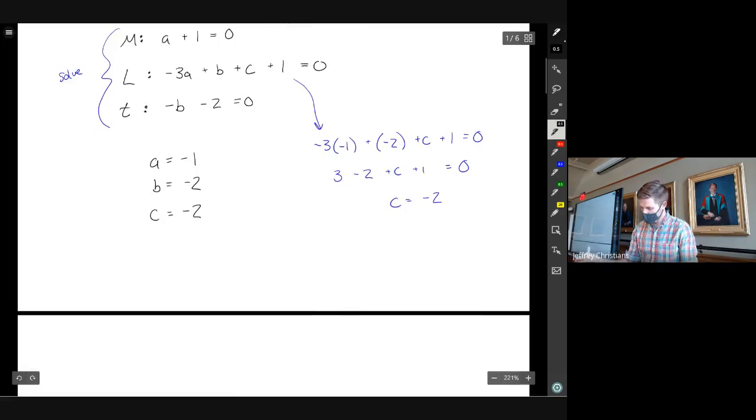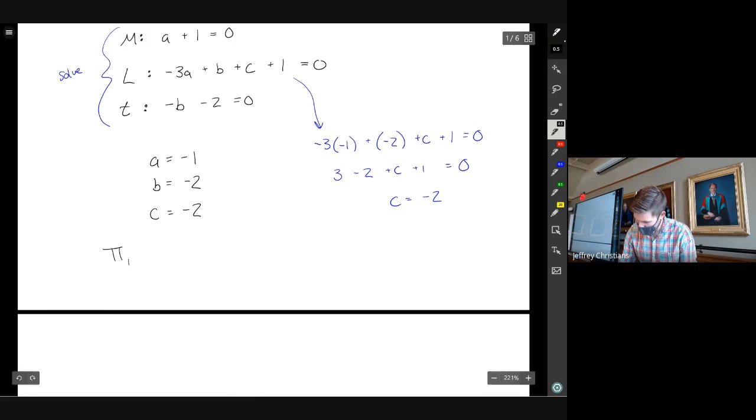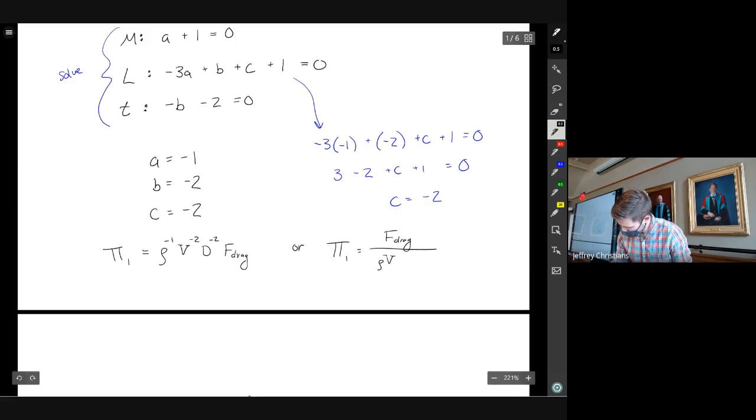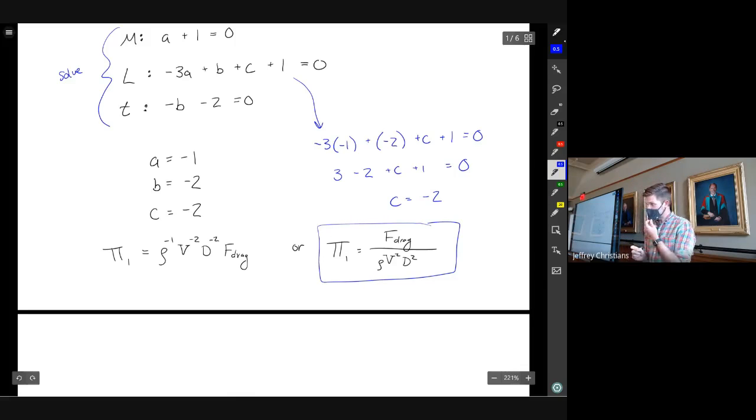So our first parameter, pi1, is equal to density to the -1, velocity to the -2, diameter to the -2, F drag. Or we can rewrite that as pi1 equals F drag divided by rho velocity squared d squared. So that's one of our dimensionless groups. Again, we're taking these, combining them with our other stuff to get things that make sense.